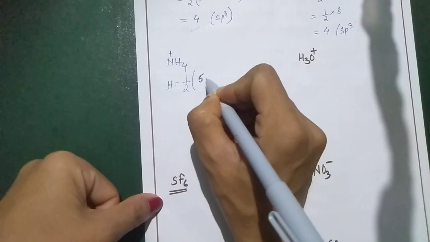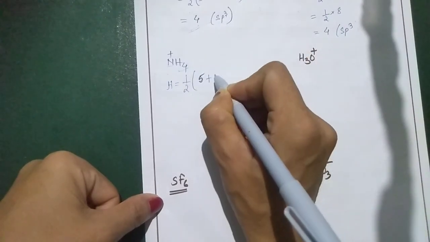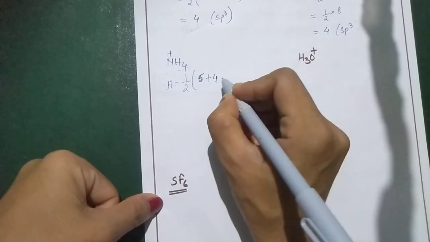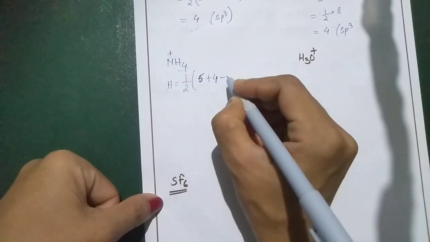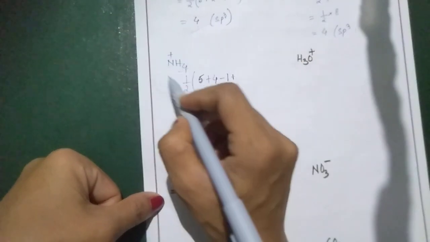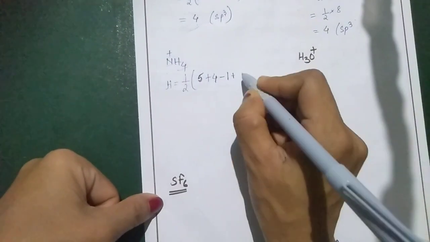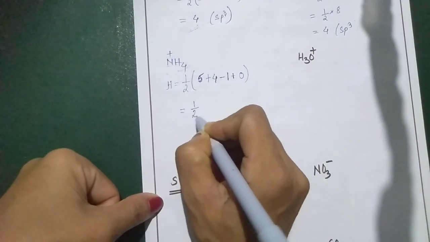Then what is the surrounding plus? What are the surrounding atoms here? Hydrogen. How many hydrogens? 4. So 4. Then what is minus? Charge of the cation. Cation means always plus, so minus 1. Then plus anion. Is there any anion here? No anion, so it will be 0.